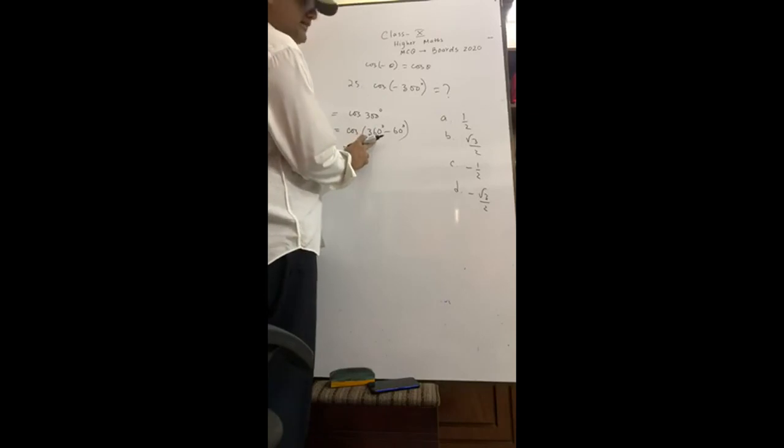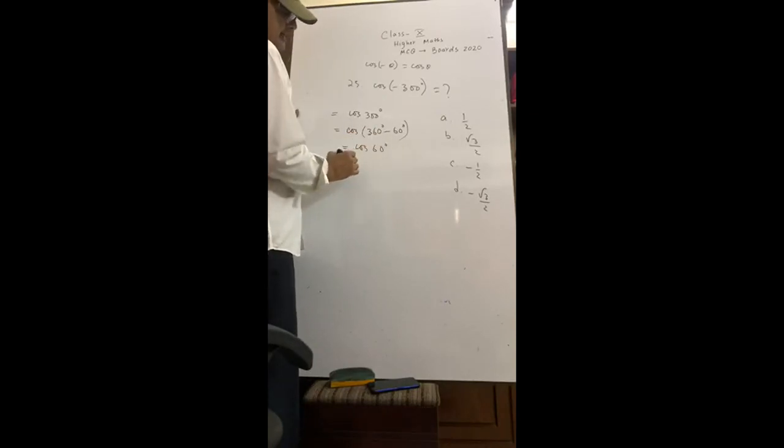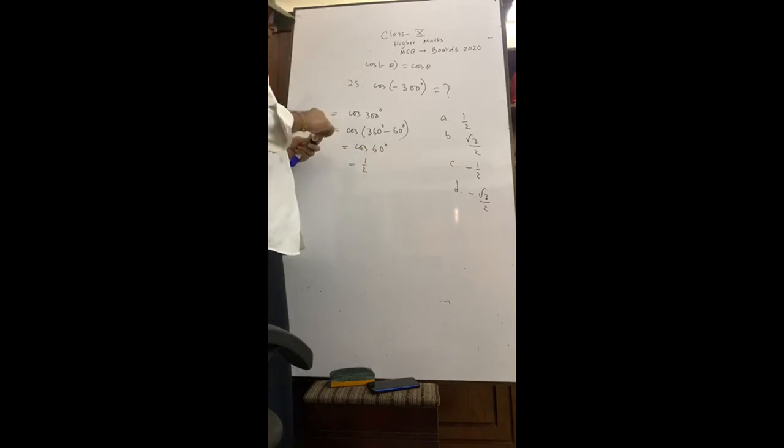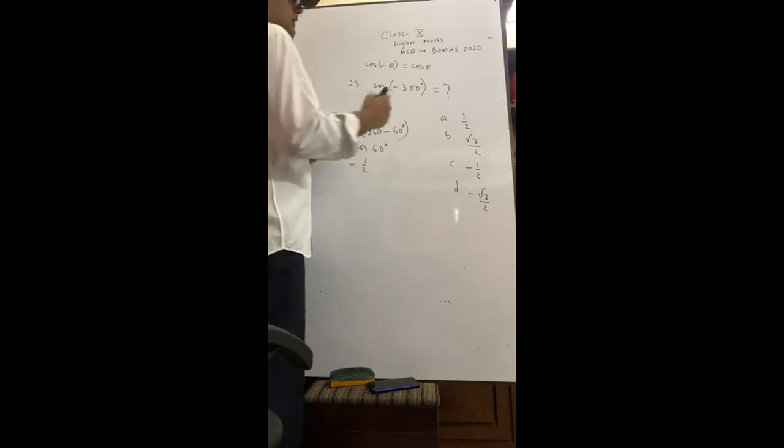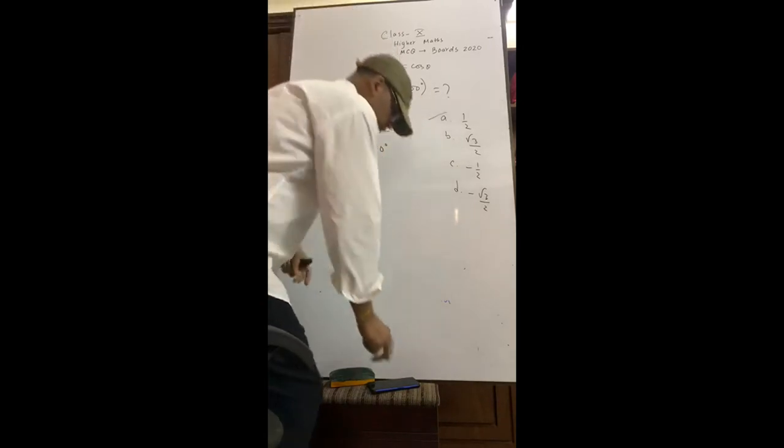and it is 19 to 4. That 4 is even, so it is equal to cos 60 degree. That means half. So our answer is half. Our answer is half. Option A.